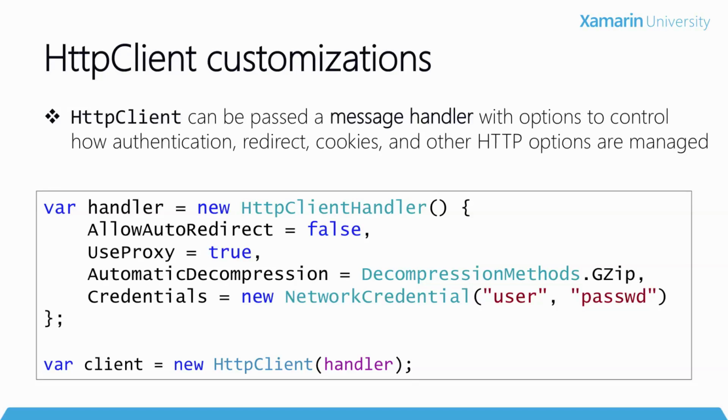Microsoft included a built-in message handler called HTTP Client Handler, which lets you customize some features of HTTP Client. You can turn on redirect support, so HTTP Client will automatically redirect a URL when it gets a 300, 301 or a 302 response. You can also turn on whether it supports using the system proxy, how it deals with the compressed data in the body, and whether it supports HTTP authentication. To add customization, you create the handler and then pass it into the constructor of the HTTP client.